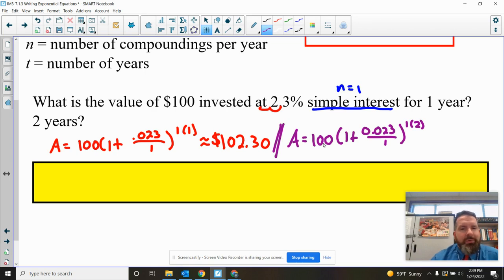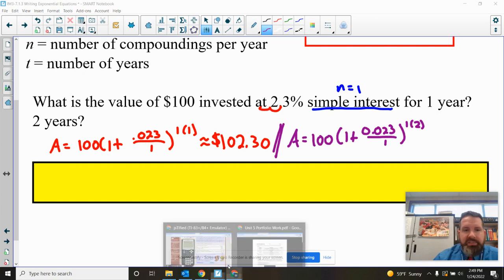But it's also not going to be $104.60. You're not just going to add another $2.30 onto this. That's because 2.3% of 100 was $2.30. 2.3% of this number is a little bit bigger than that. Not much, but a little bit bigger than that. That's why we call it compounding interest. It builds on itself. Okay, so let's throw this in the calculator.